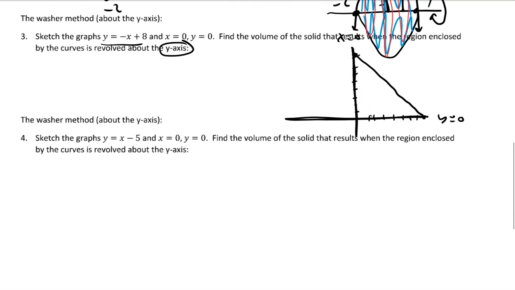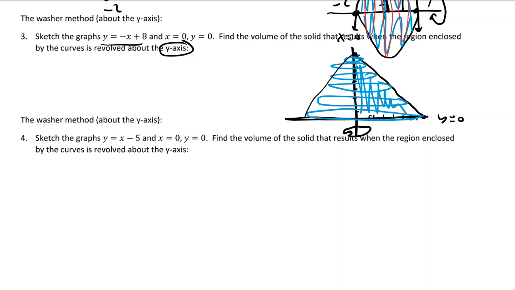Okay, so the area that does is here. But how this one's different than questions 1 and 2 is we're going to rotate it about the y-axis. So now this is going to come over here, here, here, here. When we rotate it, we're going to get a 3D shape that looks something like that.